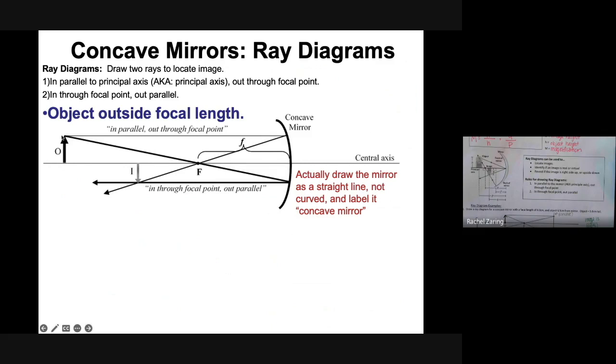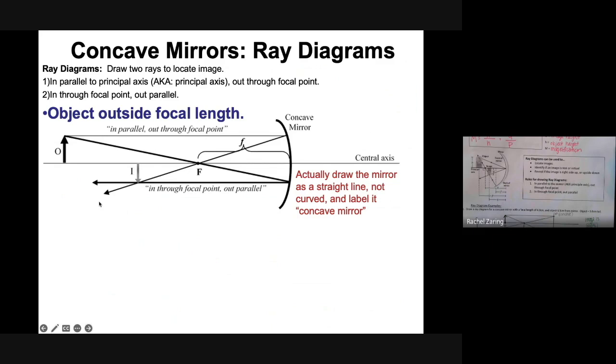You're just going to draw an arrow here and label it O for object. Your first ray is this line right here, coming in from the object parallel until it hits the mirror and is reflected back off, and it moves through the focal point. That's rule number one. Again, in parallel, bounces off the mirror, out through the focal point.